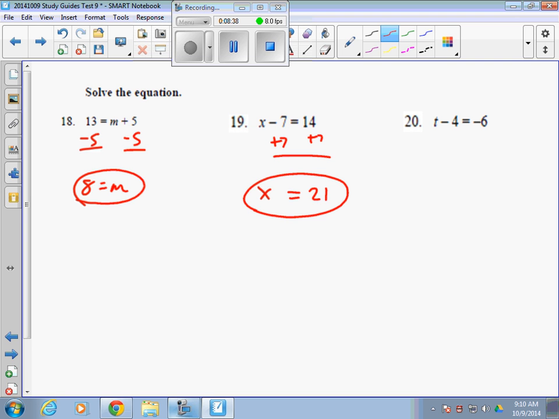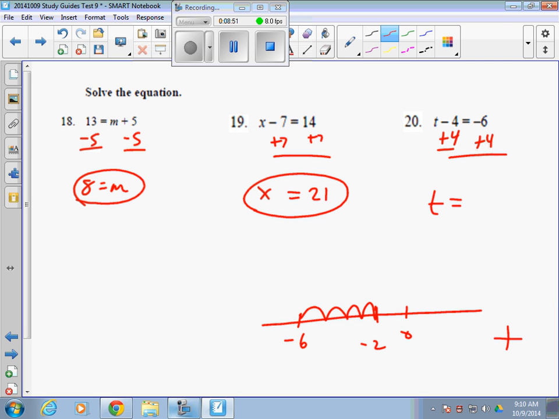Undo minus 4 by adding 4. If you add it to the left, do the same to the right. T equals, if you have to, do it this way. You start at negative 6, plus 4 means you're going to go this direction 1, 2, 3, 4 times. That's negative 2. Or subtract the absolute value. 6 minus 4 is 2. Keep the common sign, or keep the larger absolute value sign.